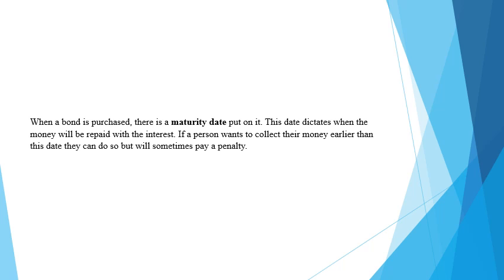If the person wants to collect their money earlier than this date, they can do so, but will sometimes pay a penalty. So when you take out a bond, it might be a 10-year bond or a 20-year bond, but you're putting a date on it. You're letting this business know how long you plan on lending them the money for. And if you come to collect before that maturity date is up, you may have to pay a penalty.